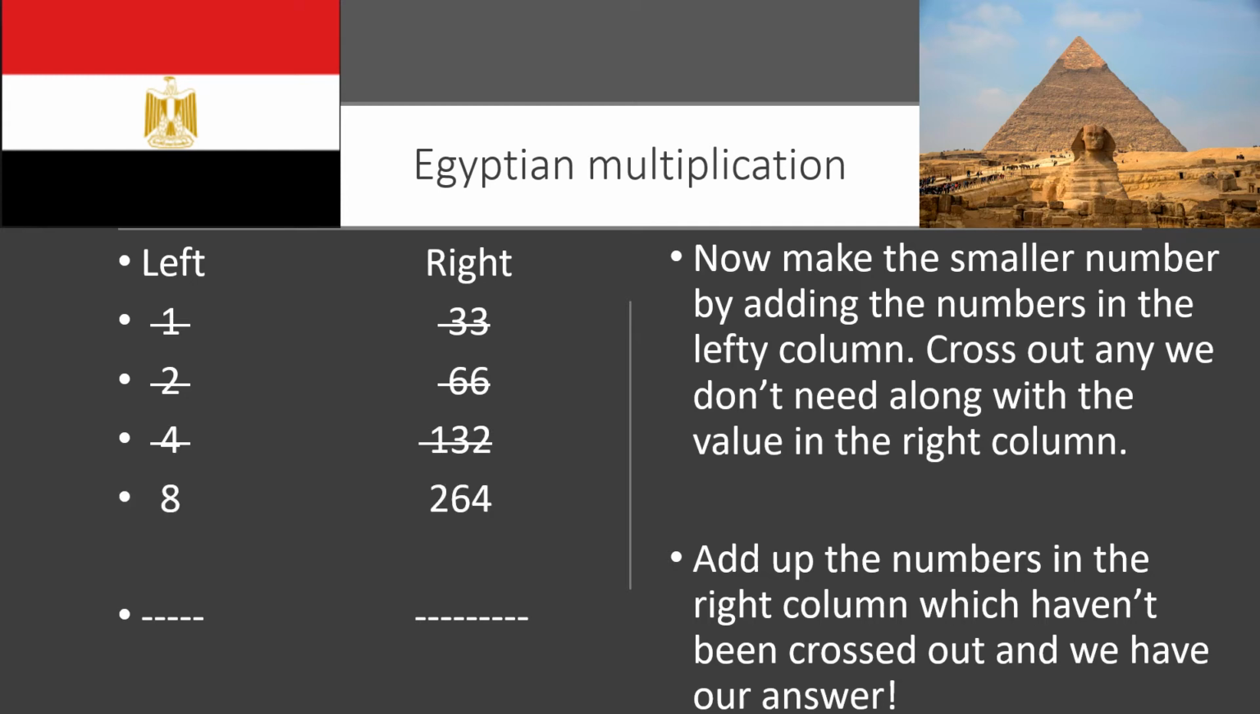So we cross through the 1, the 2 and the 4, and the numbers corresponding on the right-hand column as well. And we're just left with the 8 and the 16. So we now add the 8 and the 16 together, which we know makes 24, and we add the two numbers on the right-hand side, and that gives us 792, which was our answer. So that's how we can use the Egyptian multiplication method to multiply numbers. And in the end, all we needed to do was double numbers and then do a bit of addition. Nice and easy.